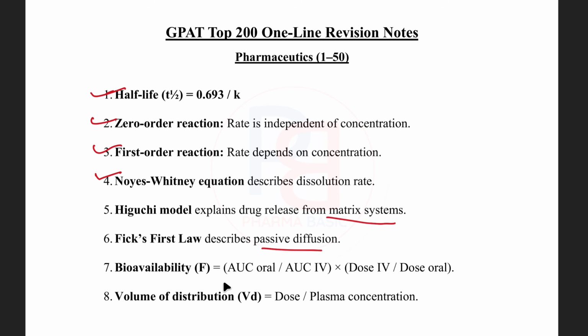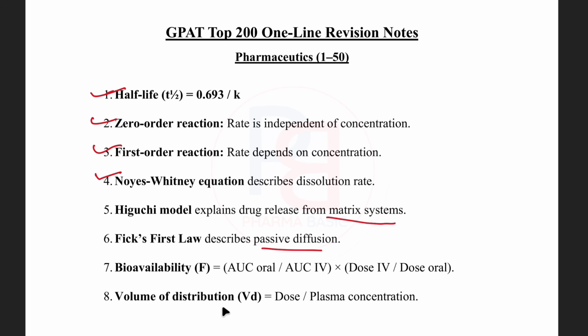Bioavailability is equal to area under the curve oral divided by area under the curve IV, into dose given by IV divided by dose given by oral. This will give you the bioavailability.